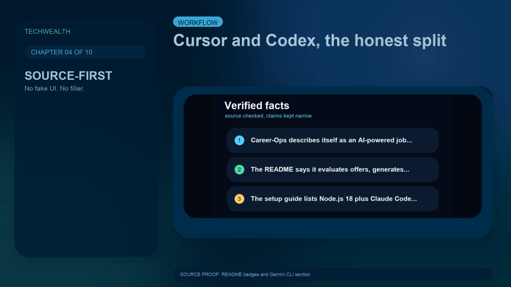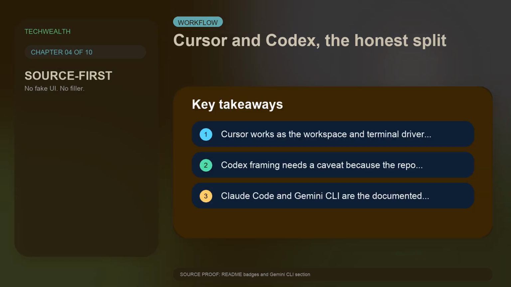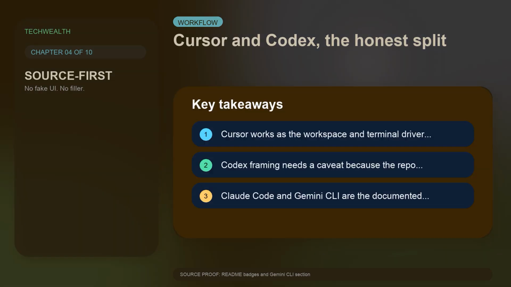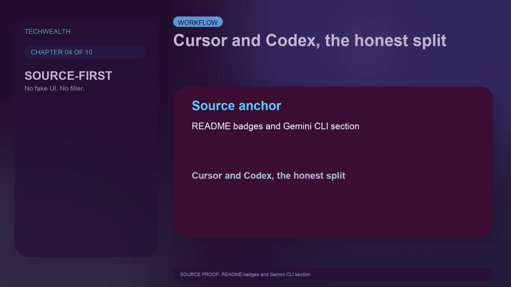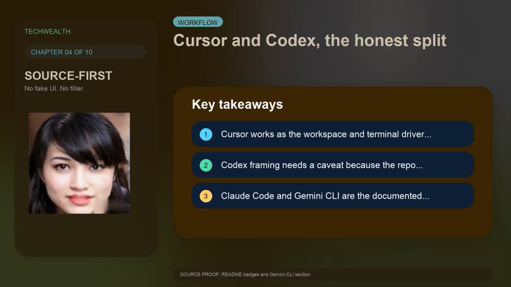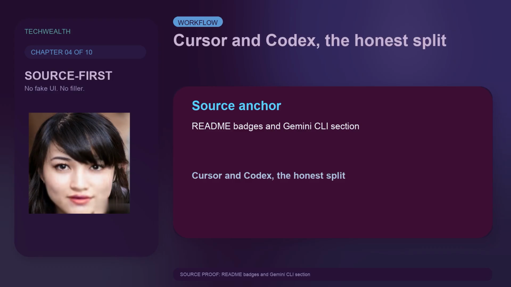For Cursor, the practical route is simple. Open the CareerOps folder as the project root and use Cursor Terminal to run the same install and verification commands. Keep profile.yml, portals.yml, and cv.md inside that workspace.